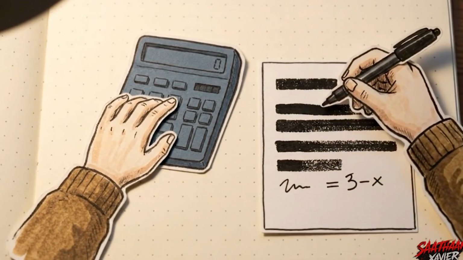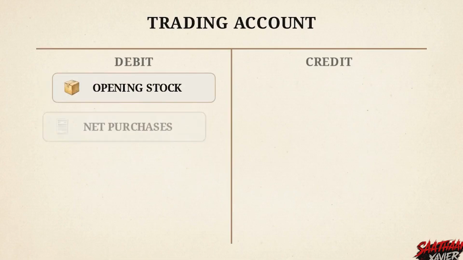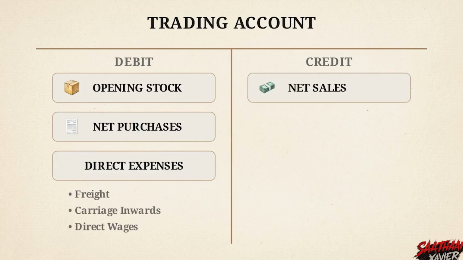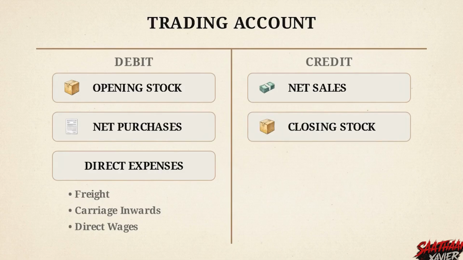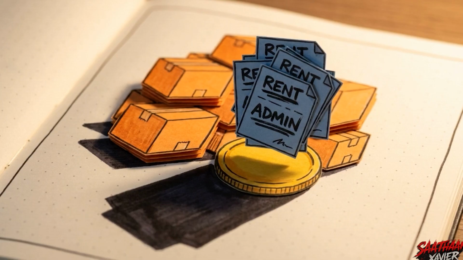The matching principle forces the numbers to reflect the actual cost of doing business, rather than just the timing of cash payments. We calculate the first level of profit in the trading account. On the debit side, we record the opening stock, net purchases, and direct expenses. Direct expenses are the costs required to bring goods to their current location and condition, items like freight, carriage inwards, and direct wages. On the credit side, we record net sales and the closing stock. The resulting balance is the gross profit. This proves whether the core activity of buying and selling goods is profitable before any administrative costs are added.